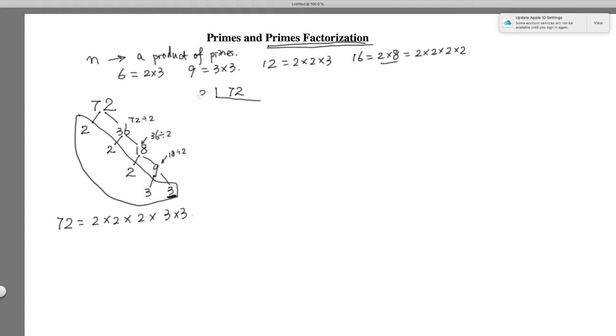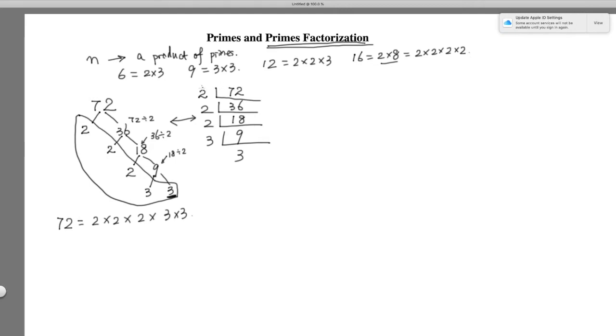So first you find the smallest prime factor of 72, 2, and 72 divided by 2 is 36. And again, the smallest prime factor of 36 is 2, and 36 divided by 2 equals 18. And 18 divided by 2 is 9, and the smallest prime factor of 9 is 3. So apparently these two are really just a different form of representation. It's exactly doing the same thing.